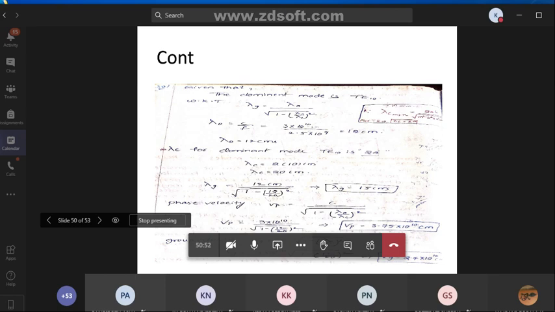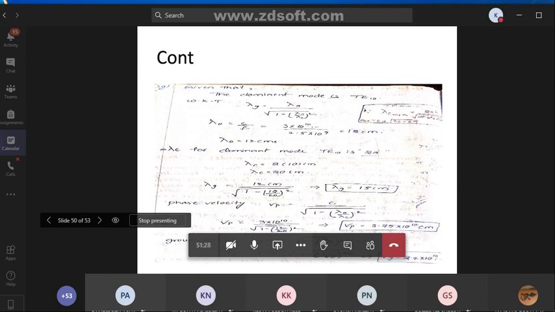Okay. So then phase velocity, how to calculate phase velocity? We know that phase velocity equals c by square root of 1 minus lambda naught by lambda c whole square. Then you will get phase velocity equal to 3.75 into 10 power 10. And you can calculate the group velocity also, right? So from the standard formulas, we can calculate guided wavelength lambda g, phase velocity and group velocity.